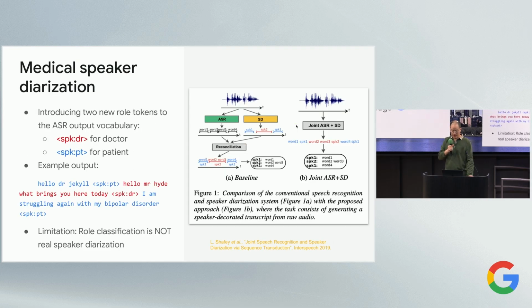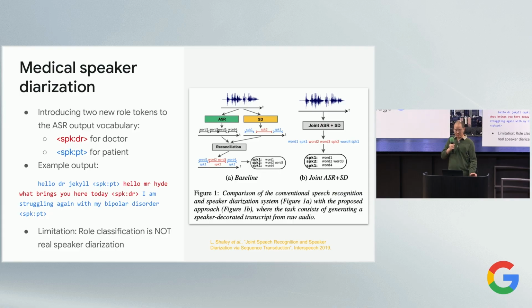So our first application is medical speaker diarization. In this work, we introduced two special tokens, a doctor token and a patient token. We just insert them into the output text sequence and model the speaker diarization problem as a sub-problem of the ASR problem. If you look at the example output here, "hello, Dr. Jekyll", followed by a patient speaker token. This means this sentence, "hello, Dr. Jekyll", is spoken by the patient, and followed by another sentence spoken by the doctor. So now speaker diarization becomes a pretty standard ASR problem.